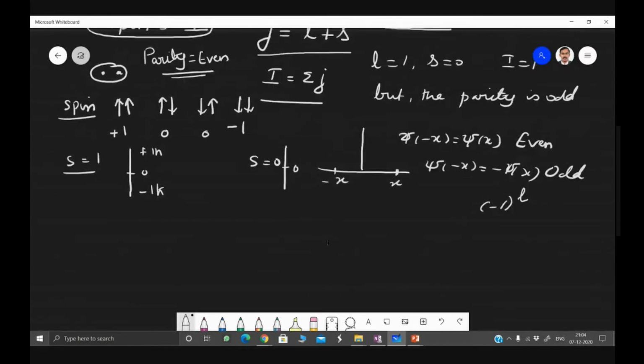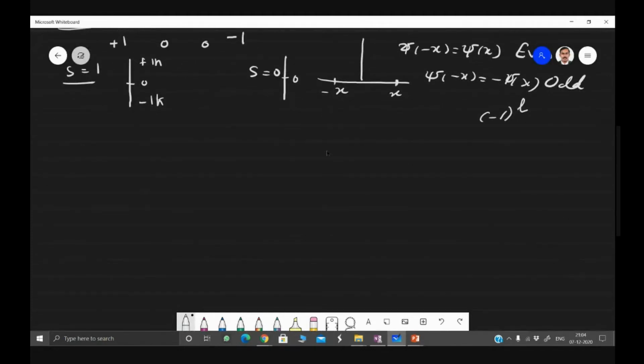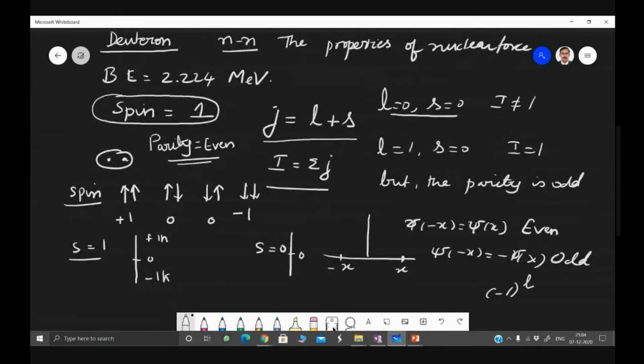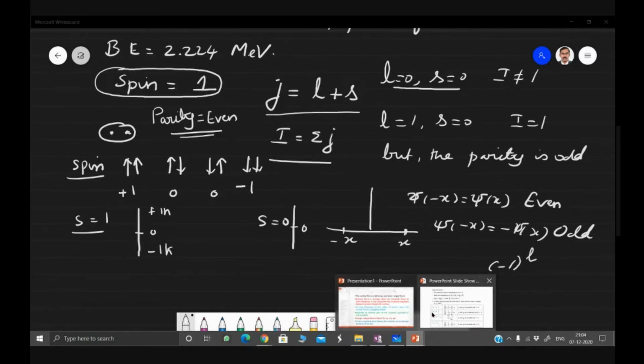Now, we have discussed three of these properties. One is the binding energy, and another is the spin of the deuteron. The third one is the parity of the deuteron. The measured binding energy is 2.224 MeV. The measured spin is 1, and the measured parity is even, and the S equal to 0 state is ruled out, corresponding to two different L values of 0 and 1. So I will depict this scenario this way.